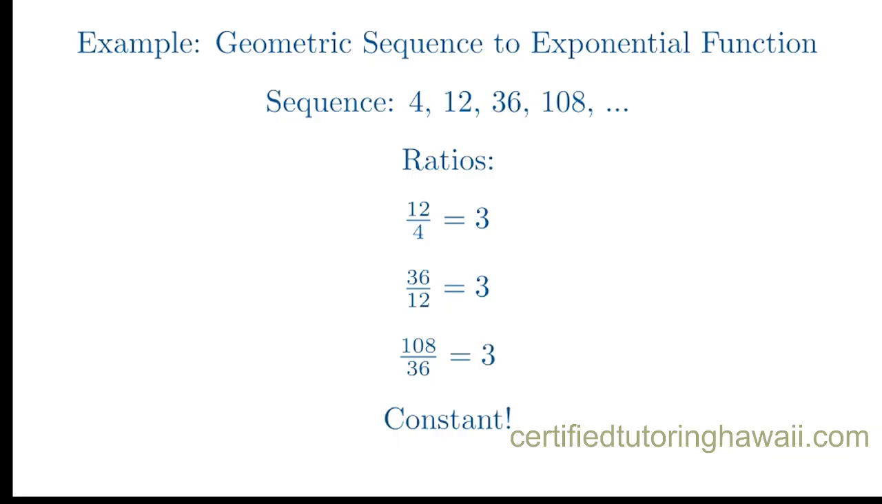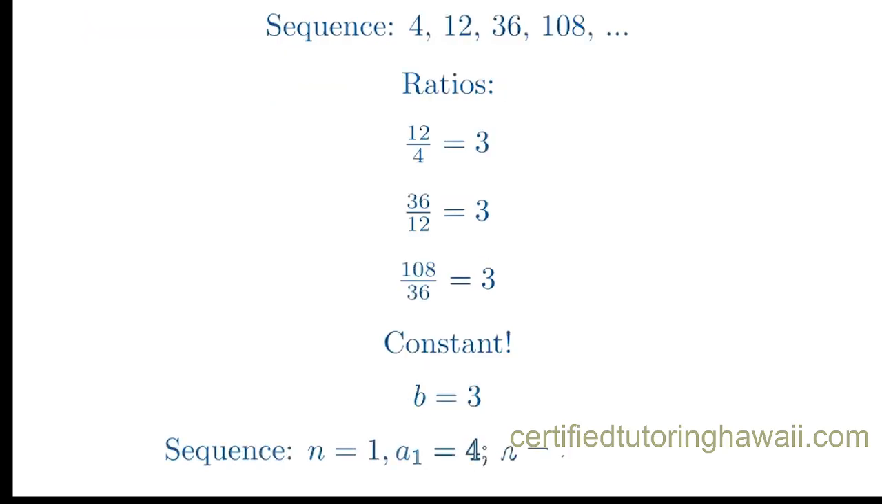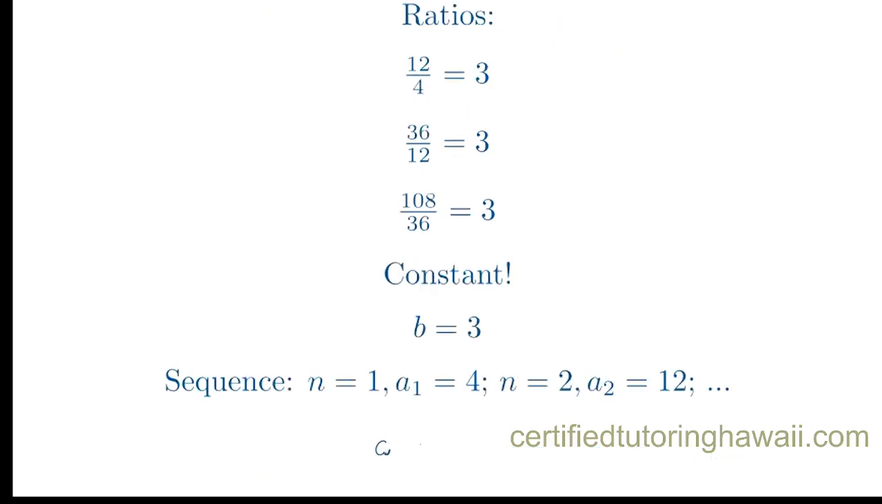This constant ratio, 3, is our base b. Next, we need the initial value a, the value of the function when x is 0. Our sequence starts at n equals 1 with the value 4. To find the value at n equals 0, we perform the reverse operation. Since we multiply by 3 to go forward, we divide by 3 to go backward. 4 divided by 3 is 4/3. So, our initial value a is 4/3, the first term divided by the common ratio.